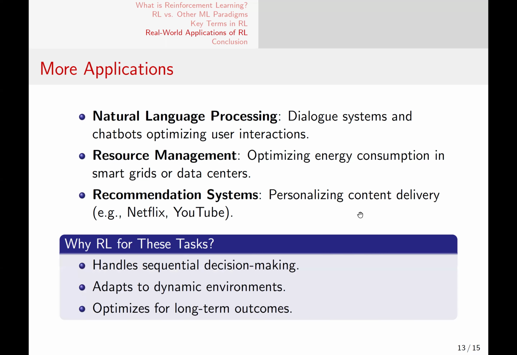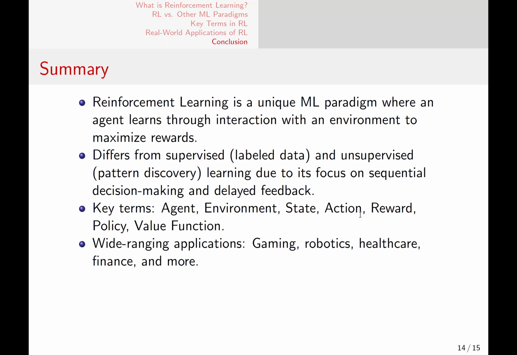Okay, so why reinforcement learning? Why do you need reinforcement learning for these tasks? Because it handles sequential decision making, it adapts to dynamic environments, and it optimizes for long-term outcomes. In summary, reinforcement learning is a unique machine learning paradigm where an agent learns through interaction with an environment to maximize rewards. So you have an agent, you have an environment, you have a policy, and you have rewards.